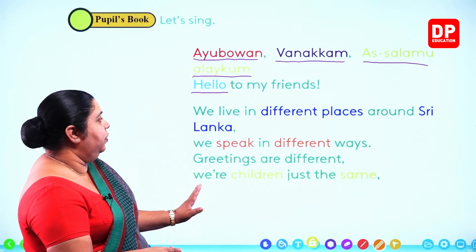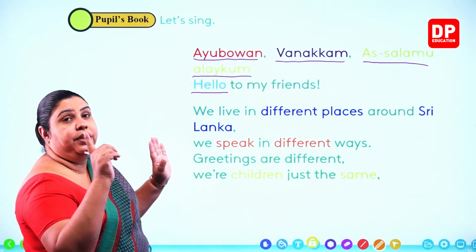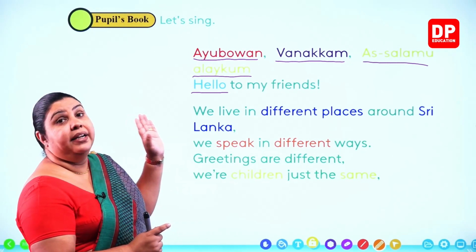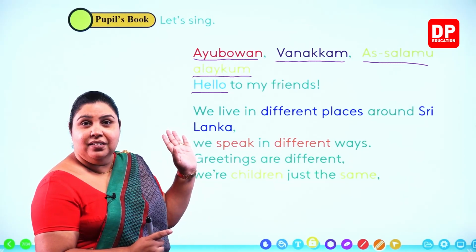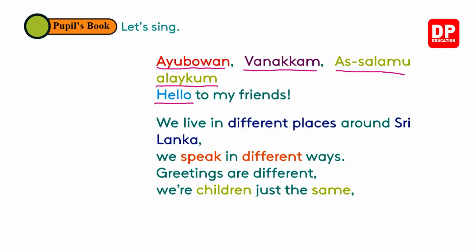Right. So I'm going to read this once again to you, and you have to listen carefully and try to understand. Ayubowan, Vanakkam, Assalamu alaikum. Hello to my friends. We live in different places around Sri Lanka.